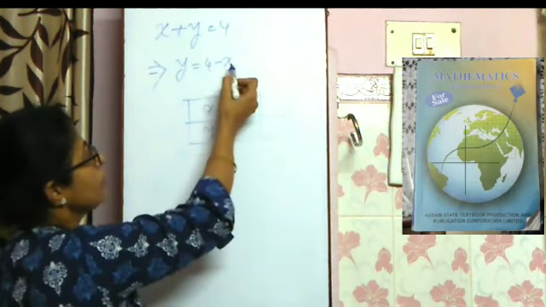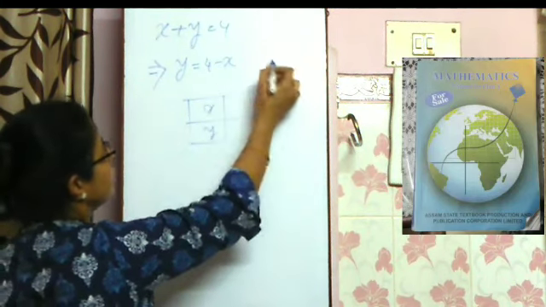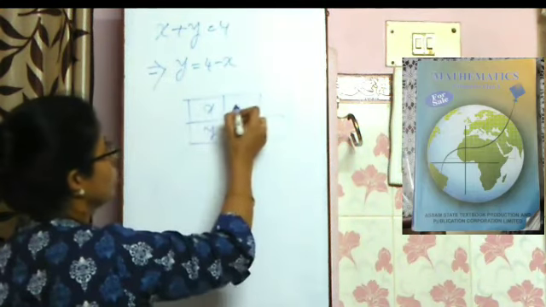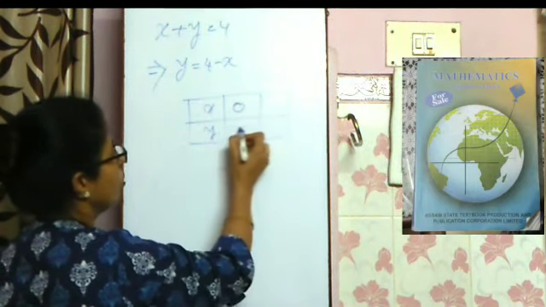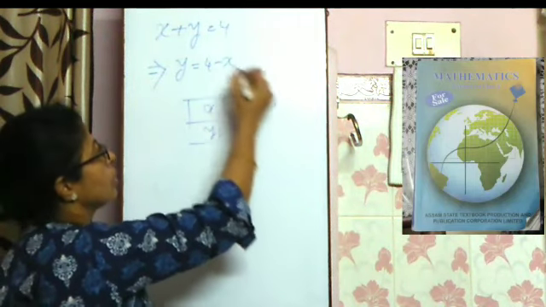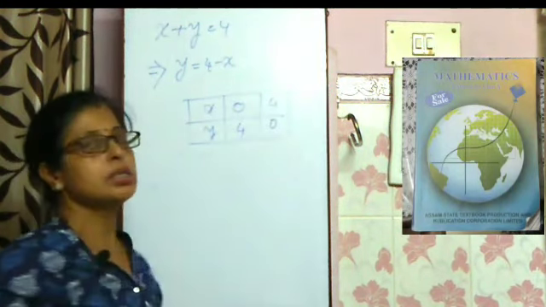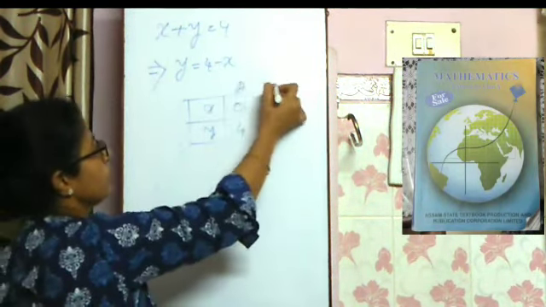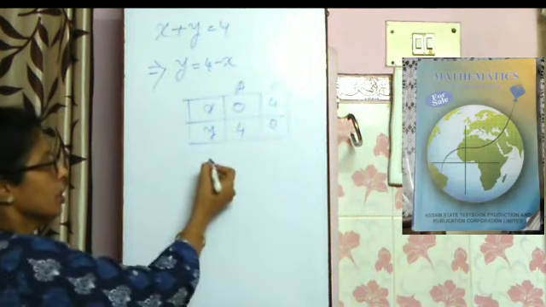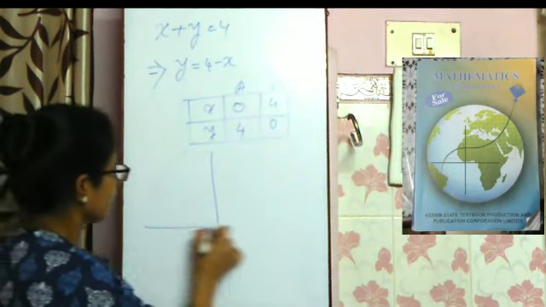Like if first of all you place here 0 for x, then it would be 4 minus 0, so the answer is 4. So when x is 0, y comes 4. Say you have placed 4 in place of x, then 4 minus 4 will give you 0. So we have 2 points, name them as A and B. Then after that you go for plotting them on a graph paper.